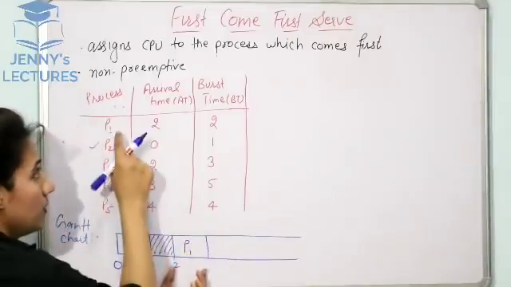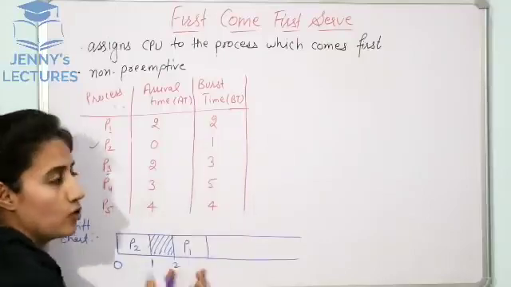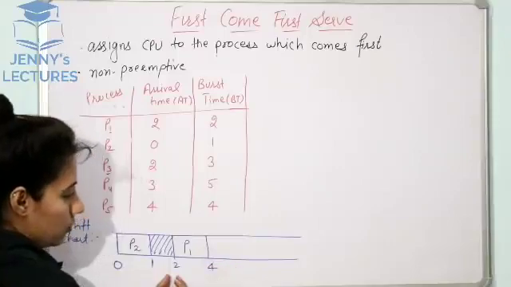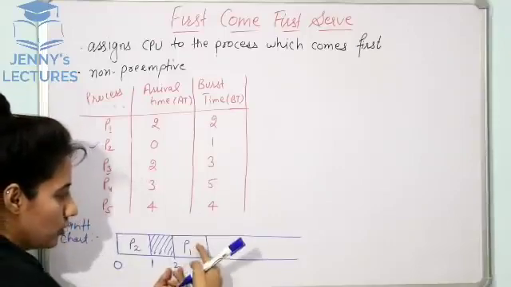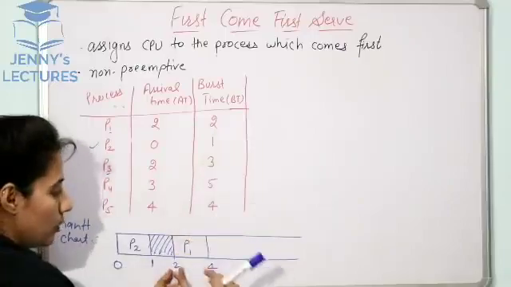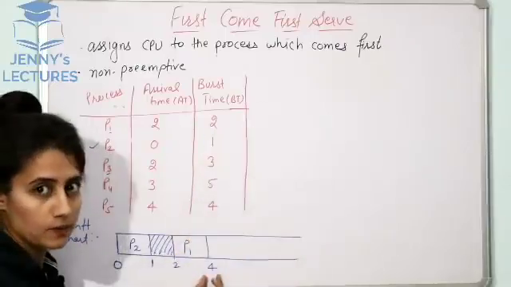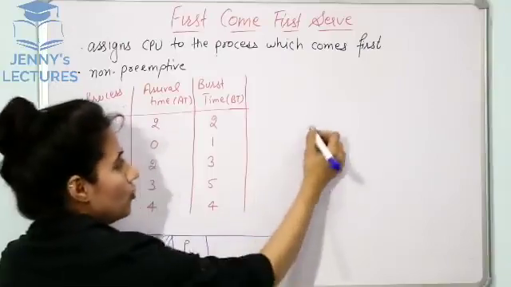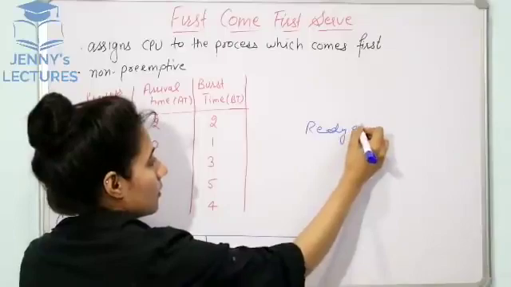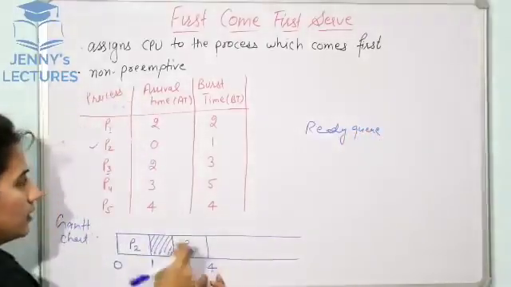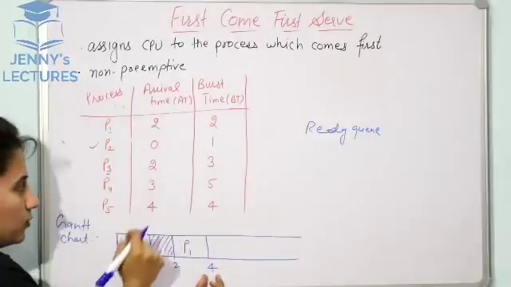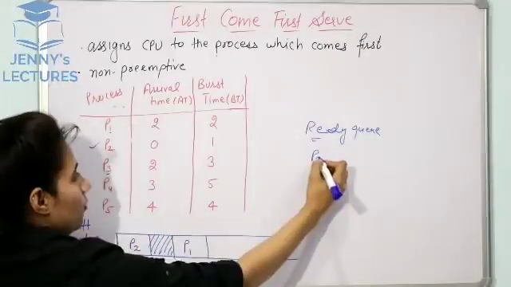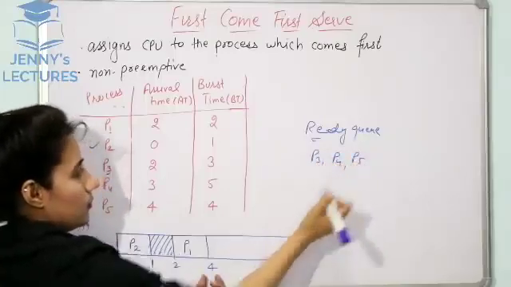And for how long? P1 requires only 2 units of time for its completion. So here the time would be 4, because at 2 P1 was assigned the CPU. It takes 2 units of time, then 2 plus 2 is 4. Now P1 has terminated. Now at 4, how many processes are there in the ready queue? P4 arrived at 3, and P5 arrived at 4. So in the ready queue we have P3, P4 and P5.